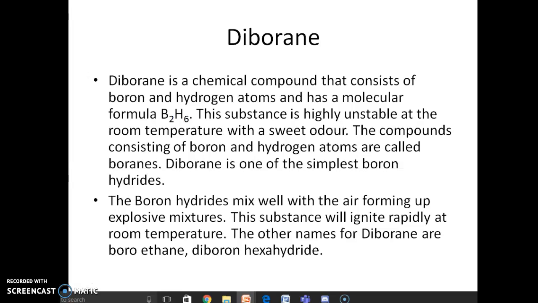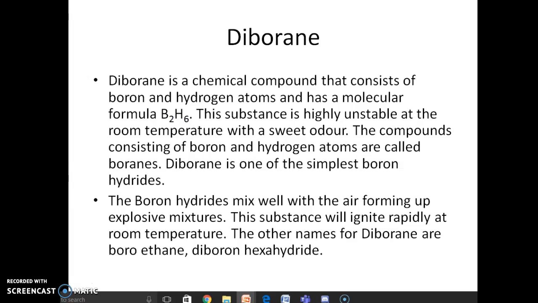and it has the molecular formula B2H6. This substance is highly unstable at room temperature, and it has a pleasant odor or sweet smell. Such compounds containing only boron and hydrogen atoms are called boranes.